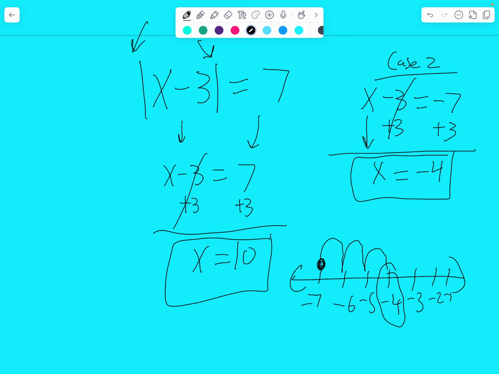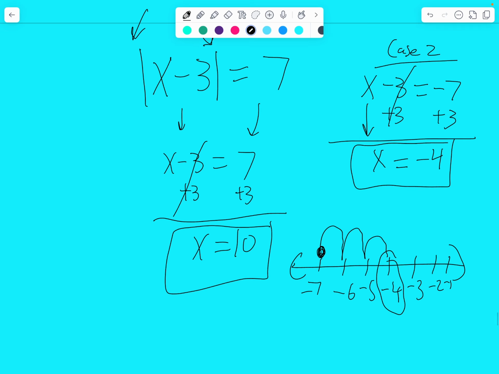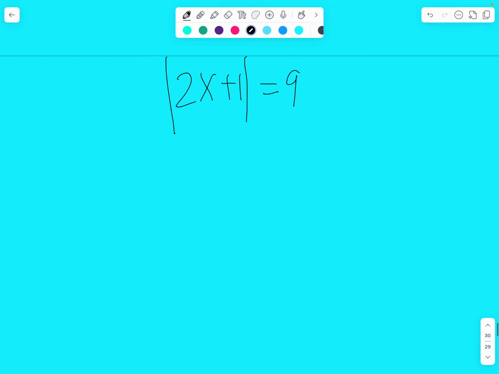It helps, okay? So when you're writing your answer, you're going to say x is equal to 10, or, don't say and, use the word or, x is equal to negative 4. Let's move on to a medium problem in difficulty.